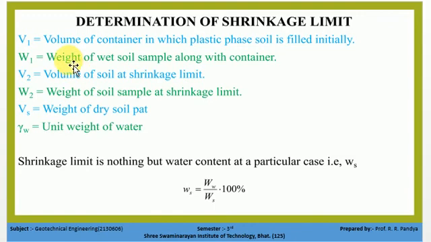From the figure, V1 is the volume of the container in which the plastic phase soil is filled initially. W1 is the weight of the wet soil sample. V2 is the volume of soil at shrinkage limit. W2 is the weight of the soil sample at shrinkage limit. Vs is the volume of the dry soil pad, and gamma W is the unit weight of water.